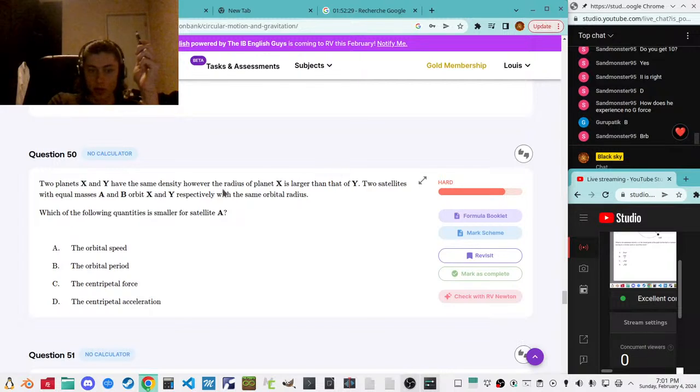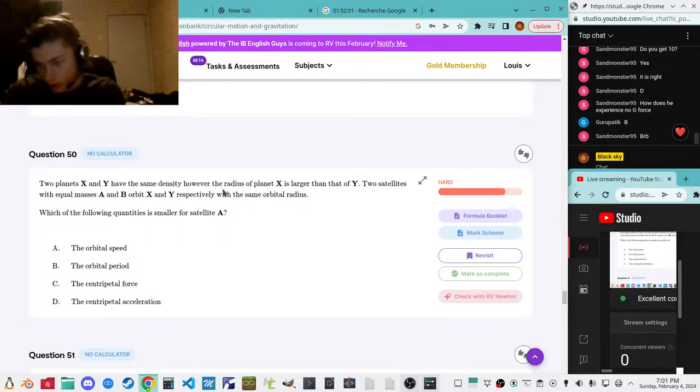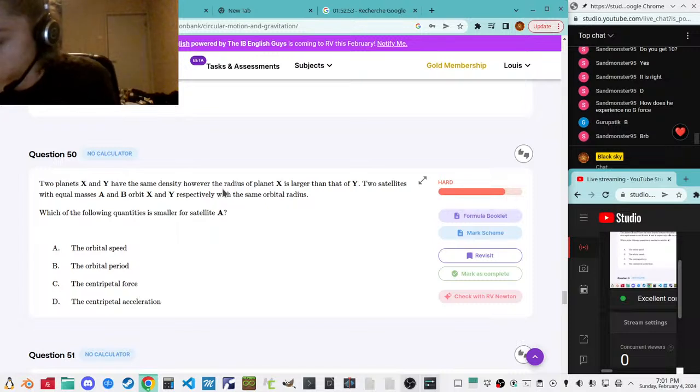Two planets, X and Y, have the same density. However, the radius of planet X is larger than that of Y. Two satellites with equal masses, A and B, orbit X and Y respectively with the same orbital radius. Which of the following quantities is smaller for satellite A? Which is it? Oh god. No.